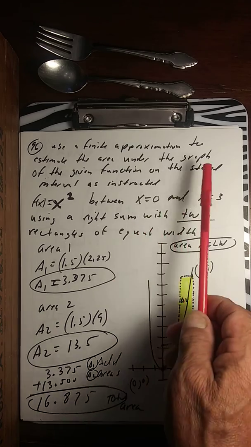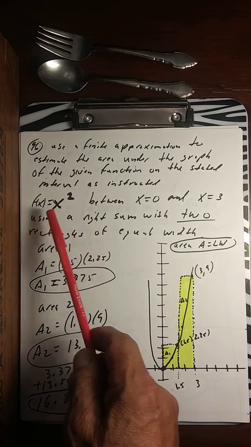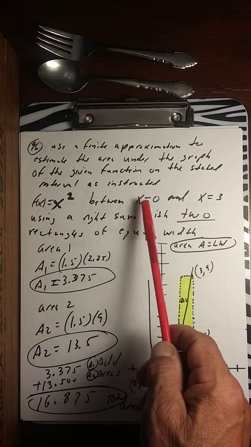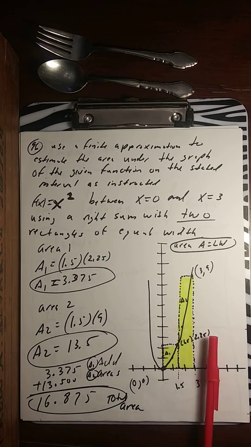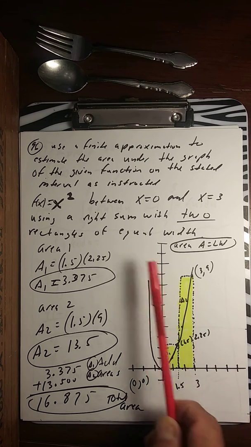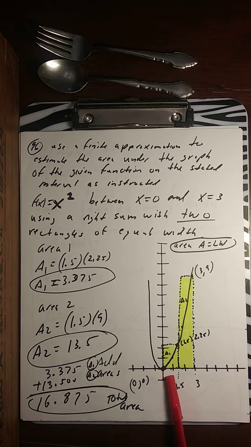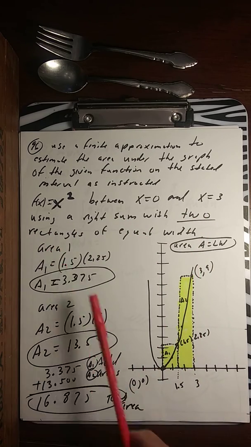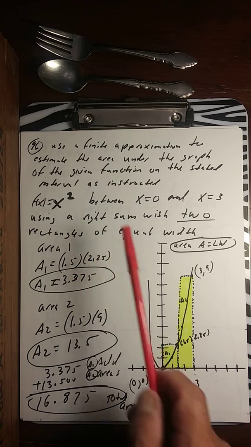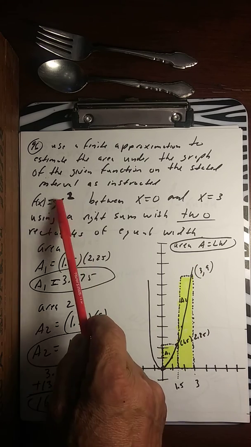Use a finite approximation to estimate the area under the graph of a given function on the stated interval as described. F of x equals x squared between 0 and 3. So between 0 and 3, we go 0 to 1.5 to 3. We've got little rectangles there, using a right sum with two rectangles of equal width. So there's the equal width right there. If you put 1.5 in there, you get this number. And if you put 3 in there, you'll get this number for that.